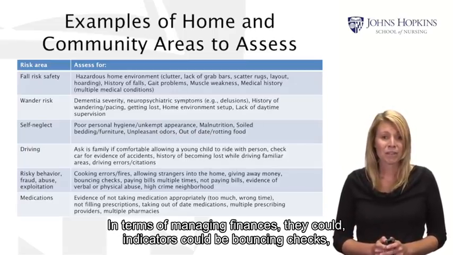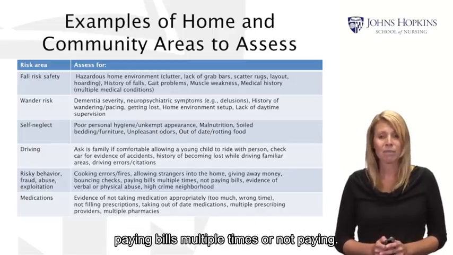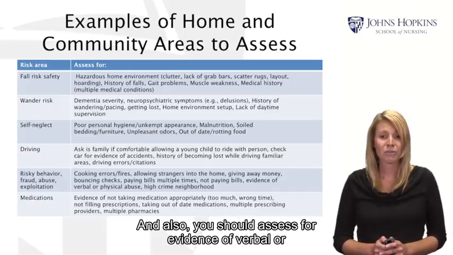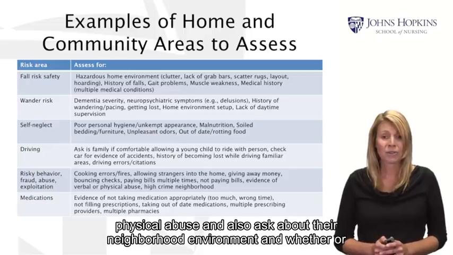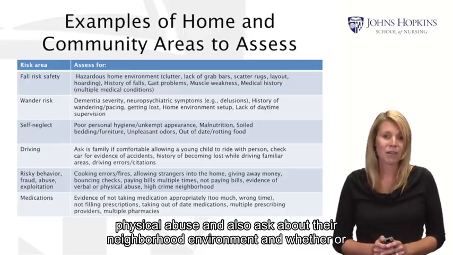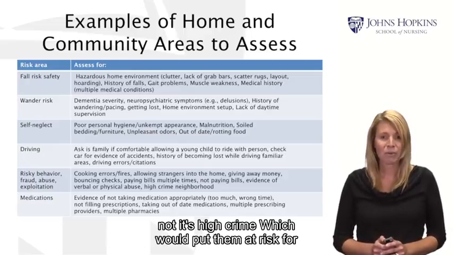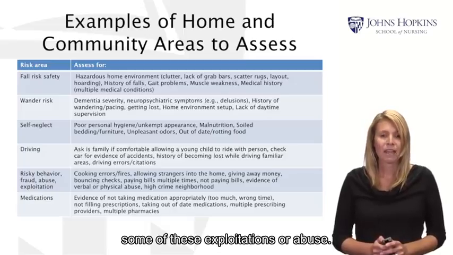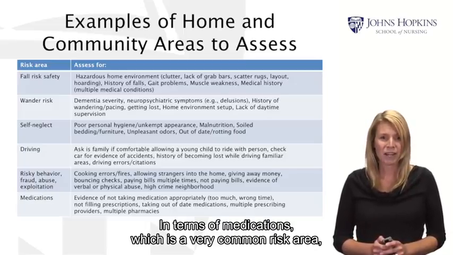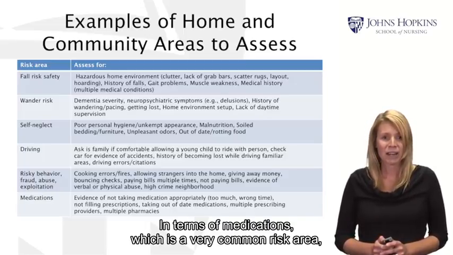In terms of managing finances, indicators could be bouncing checks, paying bills multiple times or not paying, and also you should assess for evidence of verbal or physical abuse, and also ask about their neighborhood environment and whether or not it's high crime, which would put them at risk for some of these exploitations or abuse.